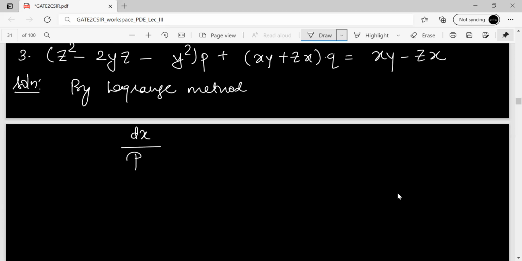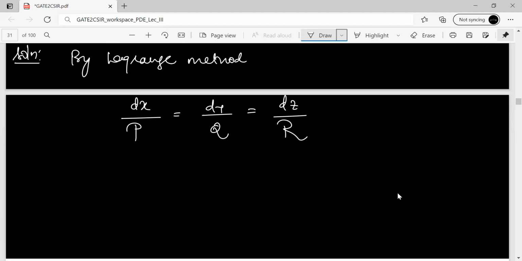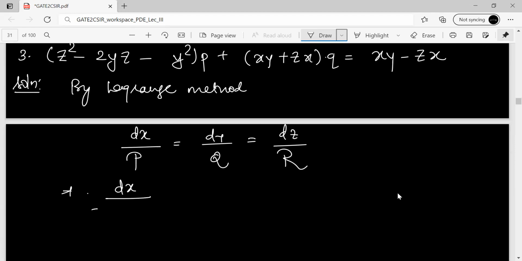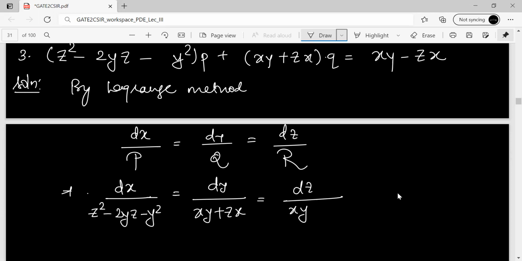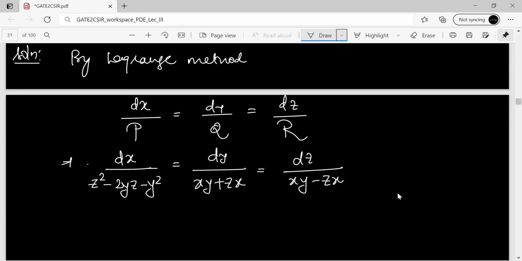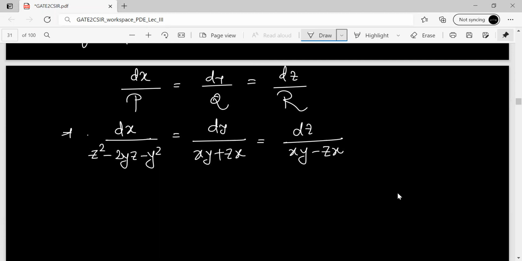dx. Alright, so now let's start down here. So dx over what is my capital P? This quantity. So that means I have here z square minus 2yz minus y square. Now this will be equal to dy upon, next I have xy plus zx. This will be equal to dz over xy minus zx. Perfect. Now watch out.